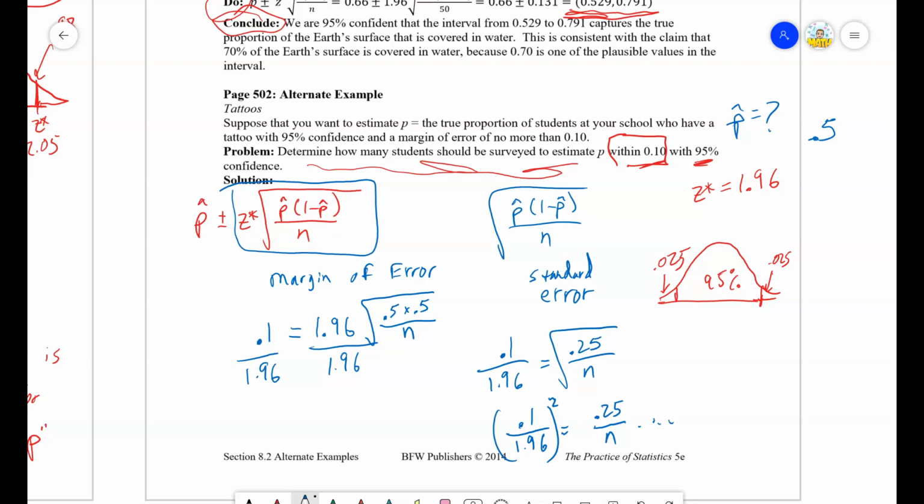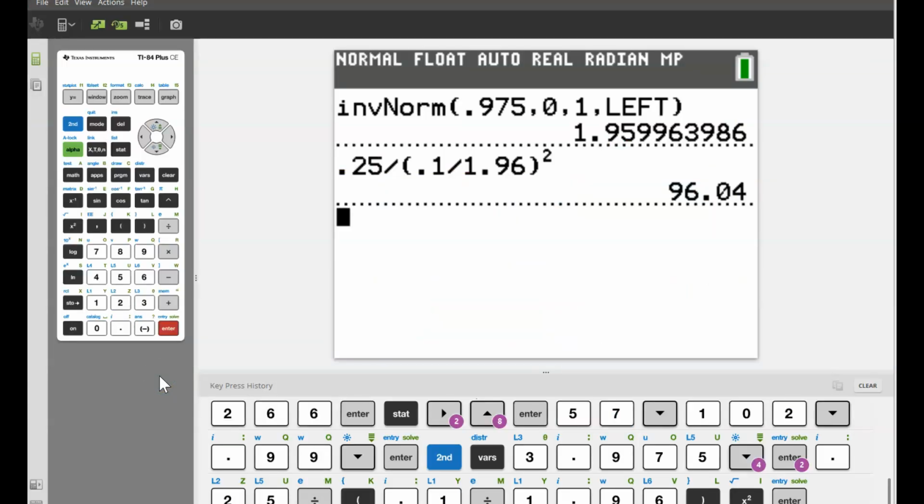And then finally, the trick to solve for n, if you have a proportion like this, you can just switch these two. I'll show you what I mean. If 20 is equal to 40 divided by 2, then it ought to be true if I switch these two. That 2 ought to be equal to 40 divided by 20, and it is. So that's all I'm going to do. I'm going to say that n has got to be equal to 0.25 divided by 0.1 over 1.96 squared. Just a little bit of algebra there. And I get 96.04.